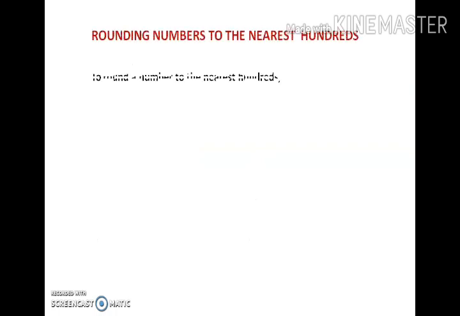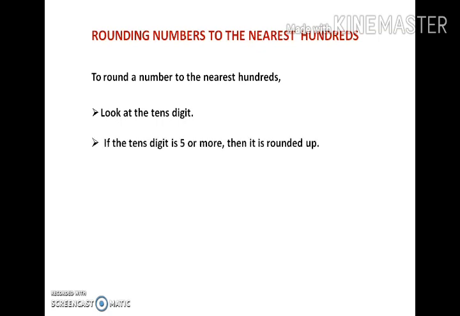Now let us see how to round the numbers to the nearest hundreds. To round a number to the nearest hundreds, we have to look at the tens digit. Again, remember, look at the tens digit. If the tens digit is 5 or more, then it is rounded up. If the tens digit is less than 5, then it is rounded down. Now, let us go for some examples.